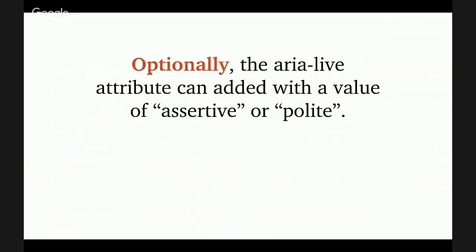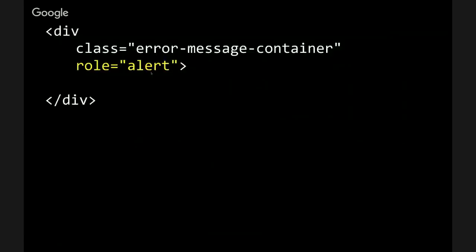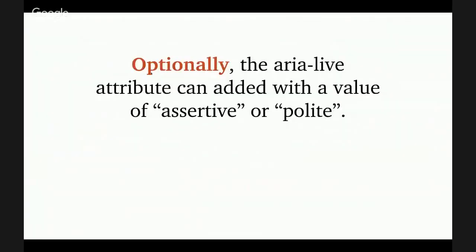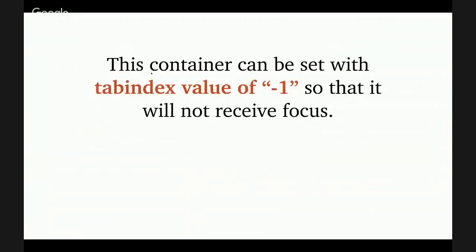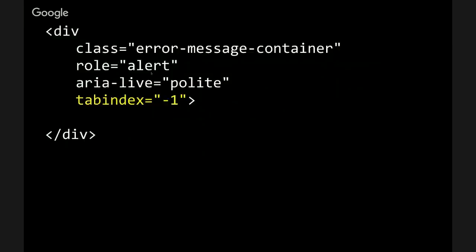And optionally, Aria Live can be added. You can add polite or assertive. Now, role equals alert should actually also have that, but you can add Aria polite if you want to have a backup. So we're going to put Aria Live polite here. Now we can set the container to tab index of -1 initially so that it doesn't receive focus at this point. Tab index -1. Now you don't have to do this. This is a suggested way forward.